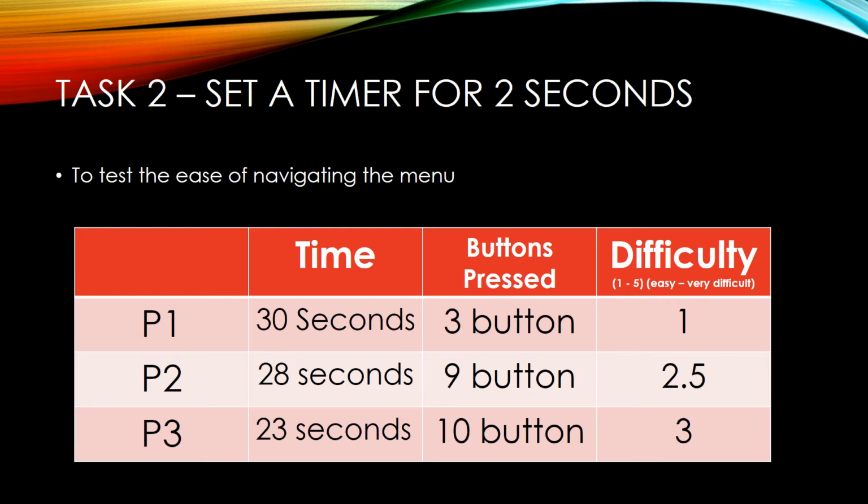For the second task, we had them set a timer for 2 seconds, and it was a way of measuring how easy it is to navigate the menu. As you can see, the time was relatively about 30 seconds. The buttons pressed each kept going up, but as the difficulty shows, it wasn't too hard. The only difficulty was that the participants didn't know they had to press the button multiple times, which led to the time increase.